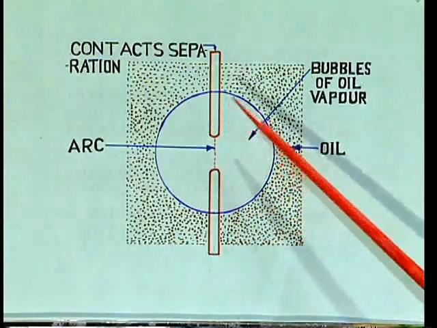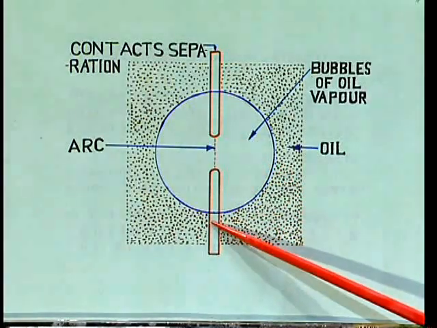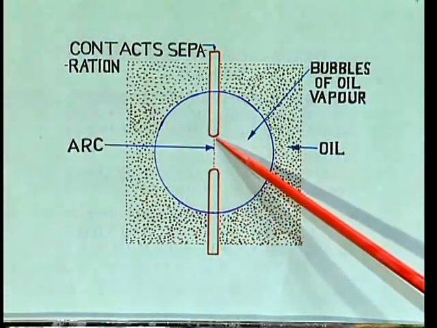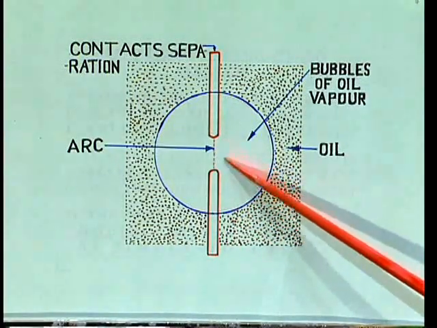This is the fixed contact, this is the moving contact. The moving contact moves like this. Therefore, a gap is formed between the two contacts.